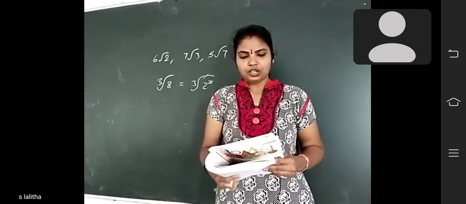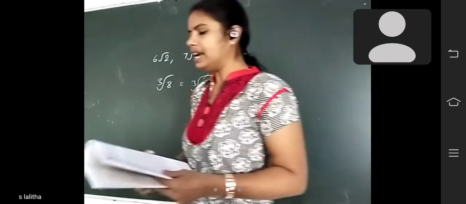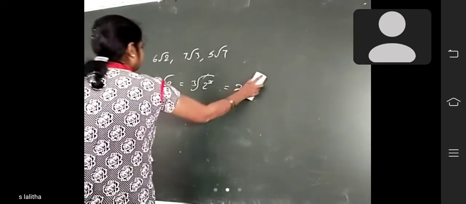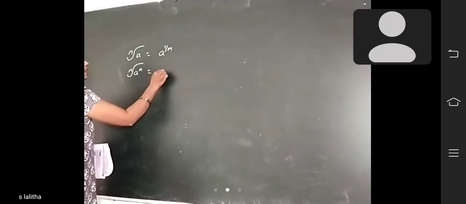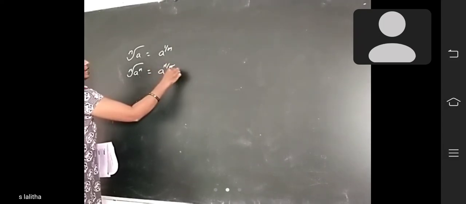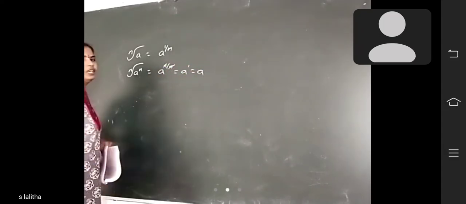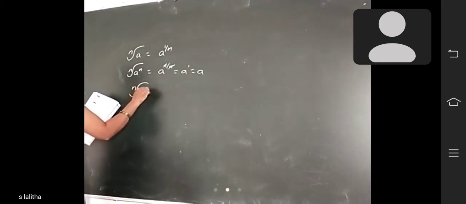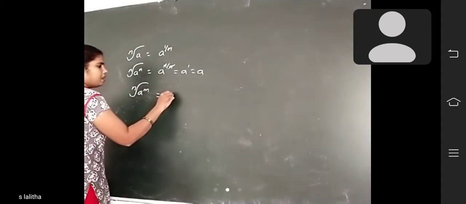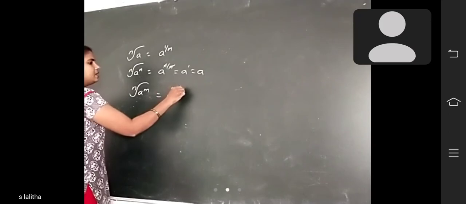Next, note D. Nth root of a. How can you write nth root of a, children? A power 1 by n. Next, nth root of a power n. How can you write? A power n by n. So n will be cancelled. A power 1 is how much? A only. Next, nth root of a power m. How can you write this one? A power m by n.